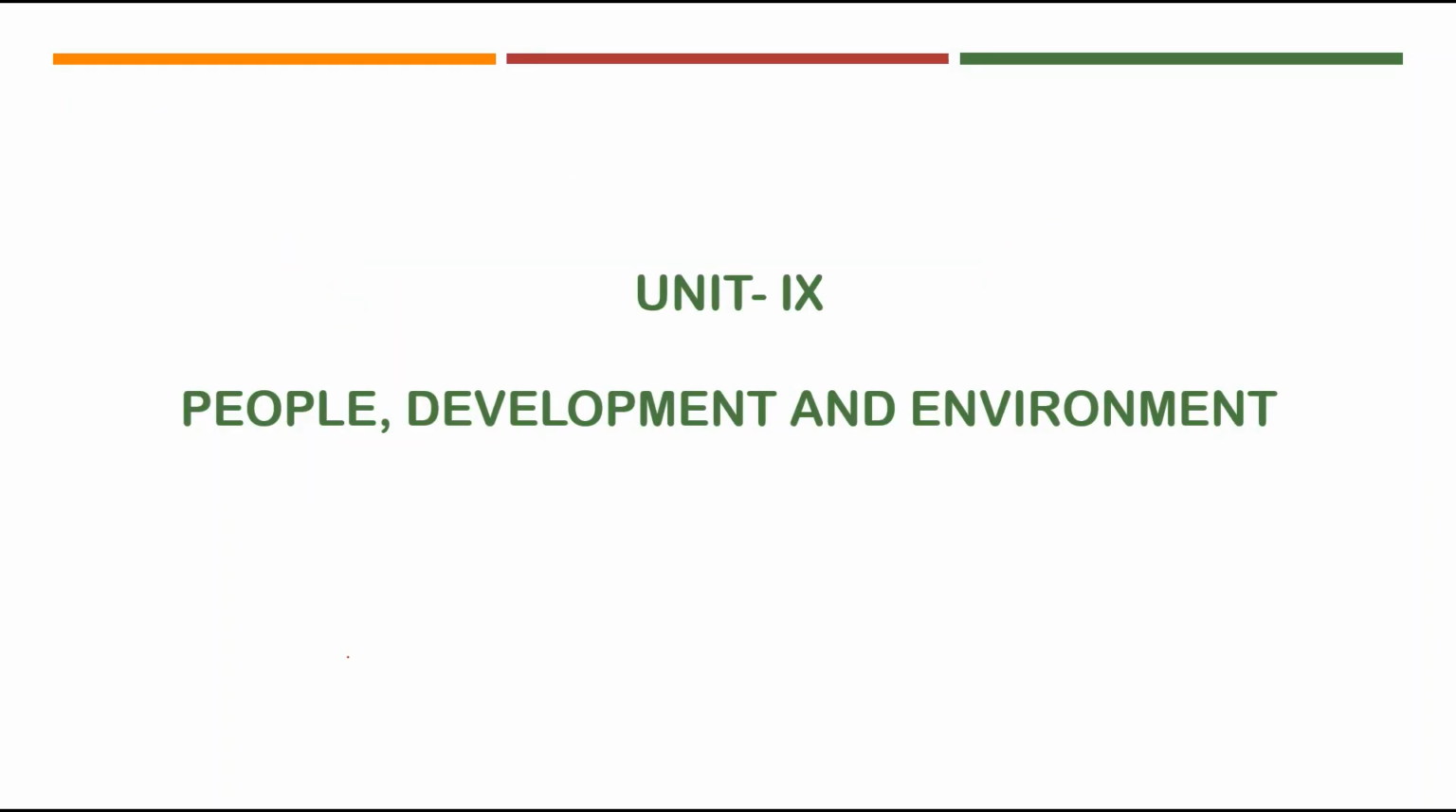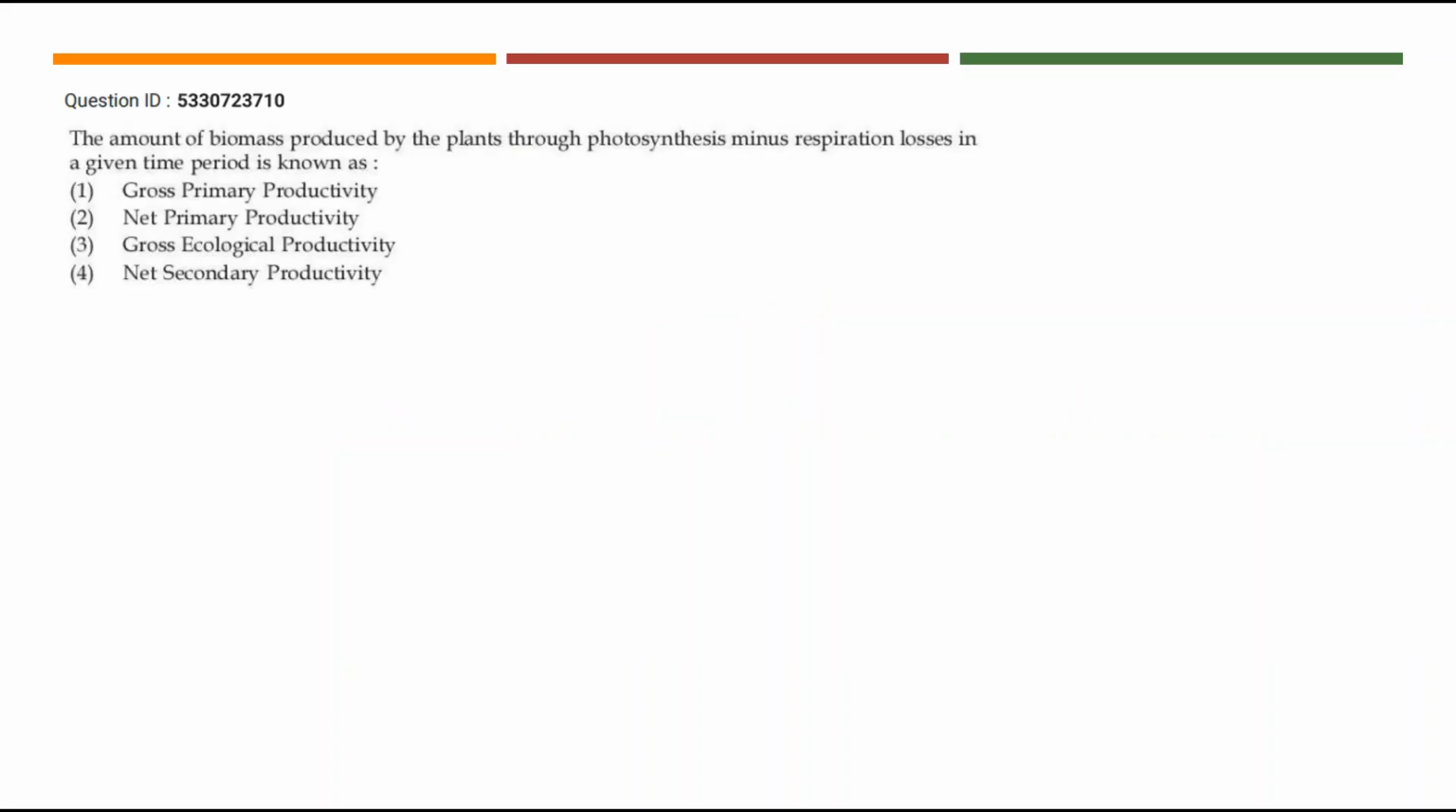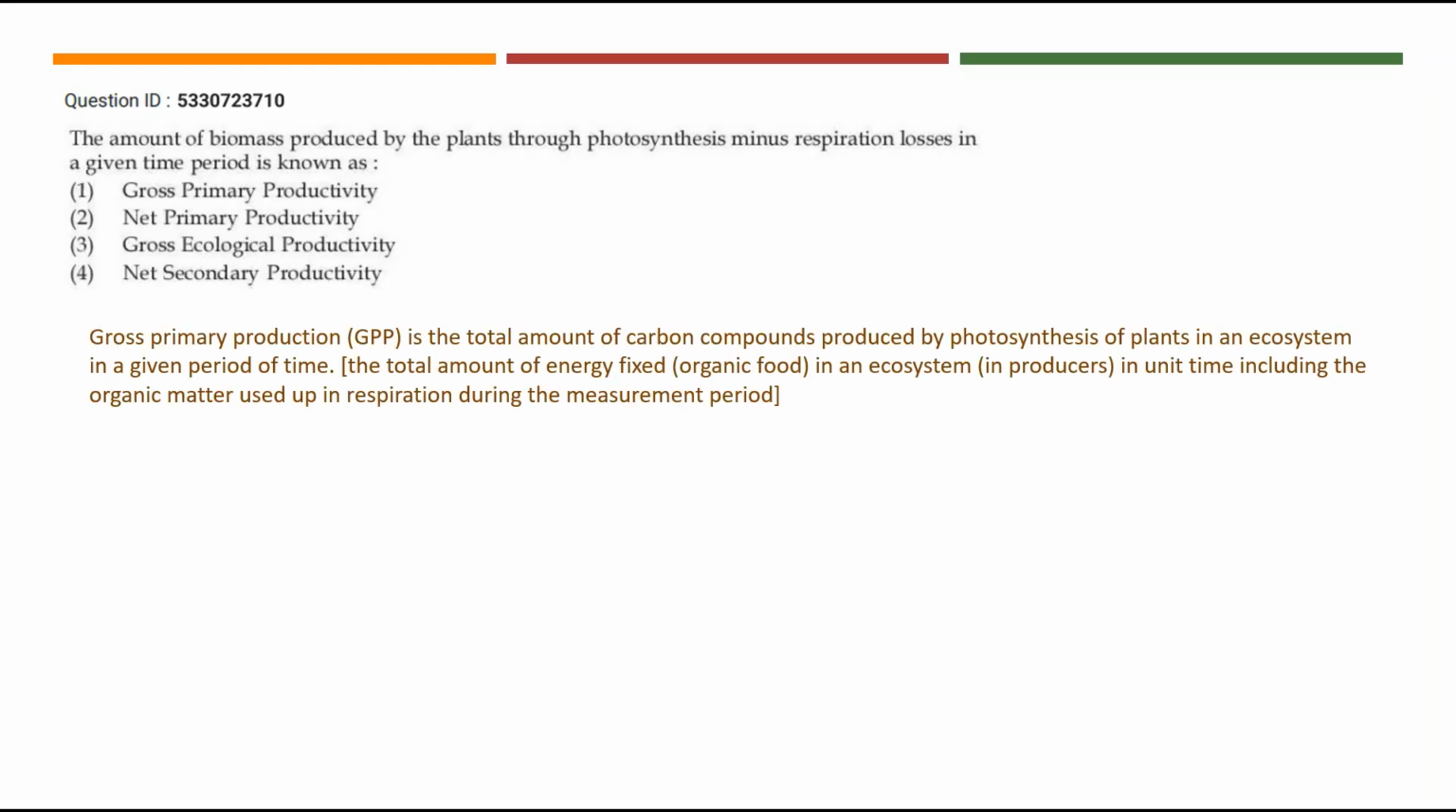Let's move on to Unit 9, People, Development and Environment. The amount of biomass produced by the plants through photosynthesis minus respiration losses in a given period of time is known as... Gross primary production or gross primary productivity is the total amount of carbon compounds produced by photosynthesis of plants in an ecosystem in a given period of time. Or we can take it as the total amount of energy fixed in an ecosystem in unit time, including the organic matter used up in respiration during the measurement period.